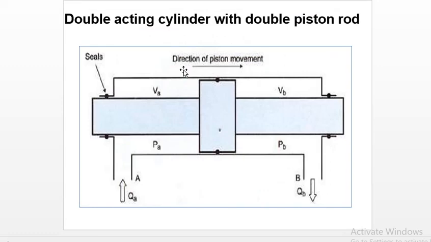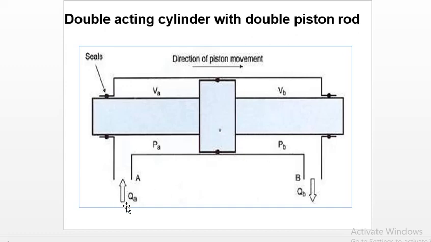Then another type of cylinder is the double acting cylinder with double piston rod. As I told you earlier, the differential actuator is there. Why? Because the area is not the same. Here we are trying to balance the area between both sides. Means here the area is the same, and here the area is the same. Whatever area is present on this side is AP minus AR, piston area minus rod area. Here also the area is the same, AP minus AR.